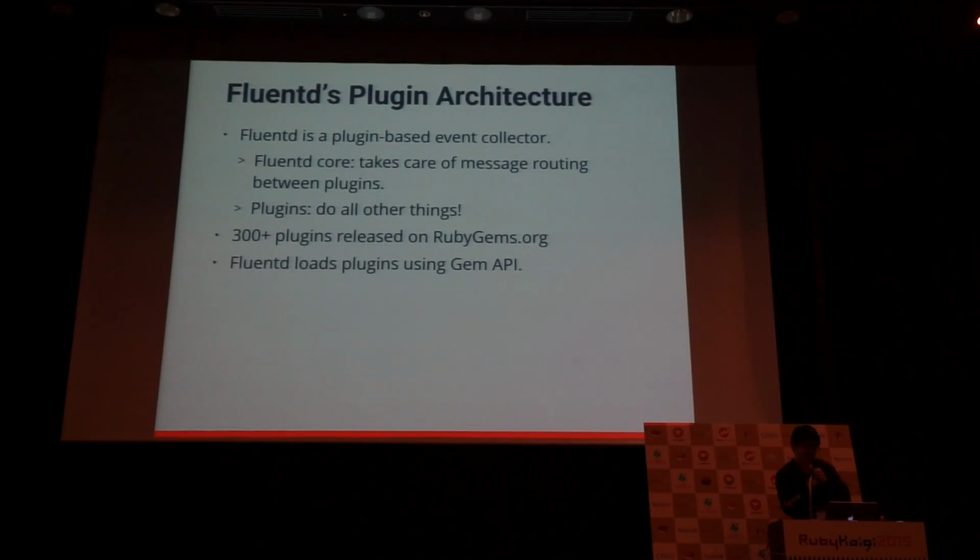So I talked about Fluentd's plugin architecture. It's a plugin-based event collector, and it can take advantage of a lot of released plugins. We succeeded in making the Fluentd core simple, because plugins do all the other things. There are 300 plugins released on RubyGems, and Fluentd uses the gem API to load them.